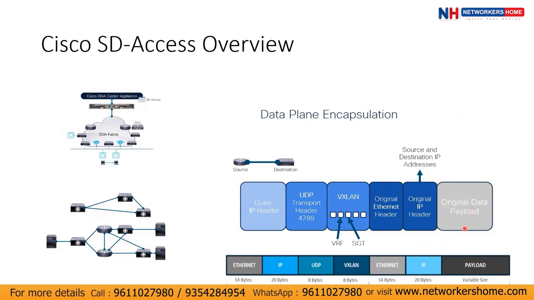Now, you have your original data payload, then your original IP header, then your original Ethernet layer 2 frame, right? And on top of that, you have your VXLAN header. In the VXLAN header, we have the VRF and SGT related information, which it carries from one fabric node to another fabric node. And on top of that, the VXLAN header is encapsulated with the UDP transport header, 4789 is the port number, and then another IP header. So this is how the frame or packet looks. Based on that, you can identify how much encapsulation and decapsulation happens for each and every traffic, right? So that's why 9100 is mandatory within the fabric.